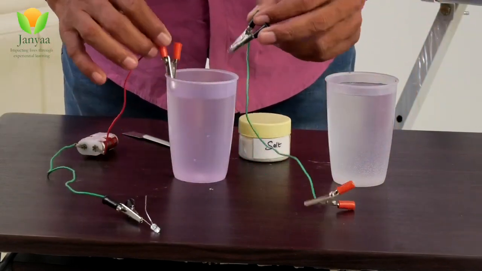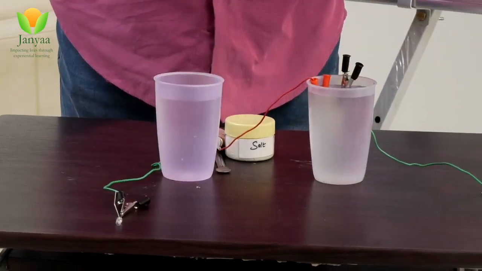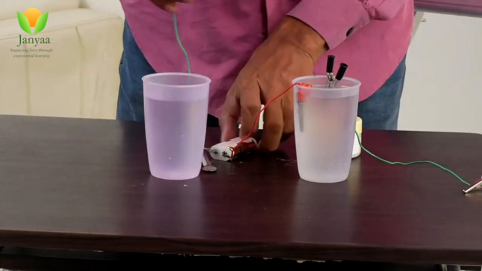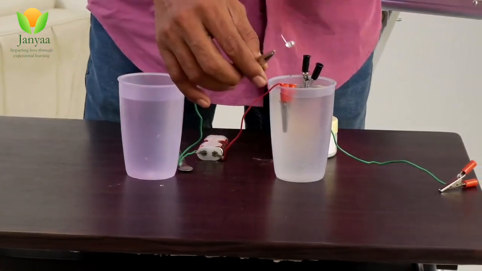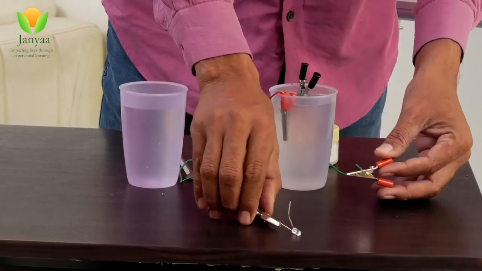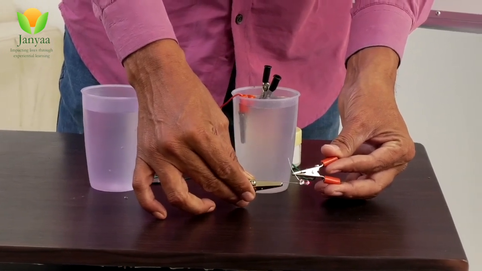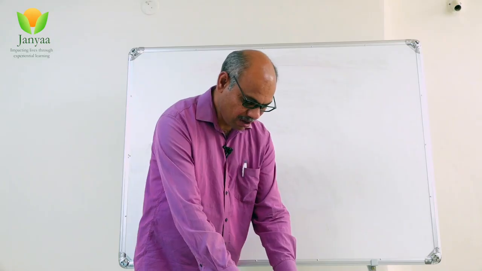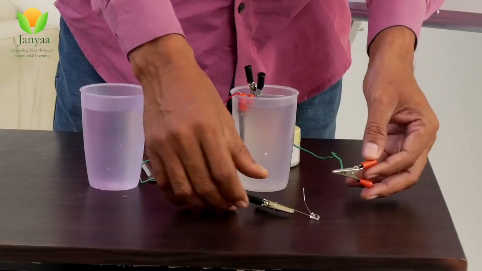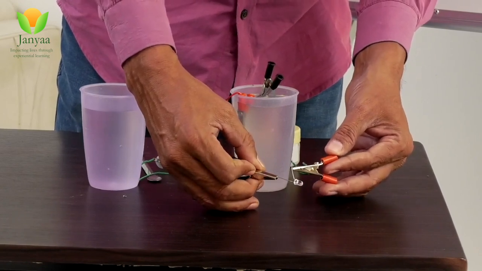I am shifting this to the salted water. The same circuit, but only the thing is water is added with salt. Now I am trying to check whether the light glows. Do you observe? See, some amount of salt could make water pass current through it.